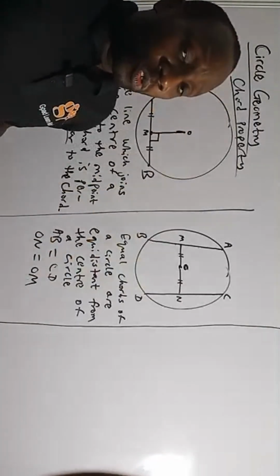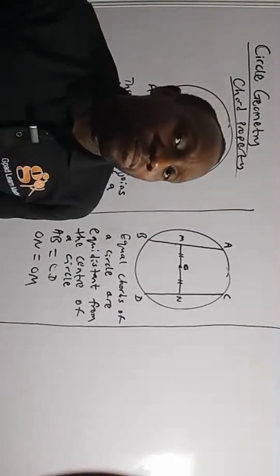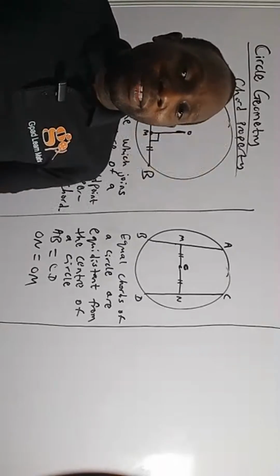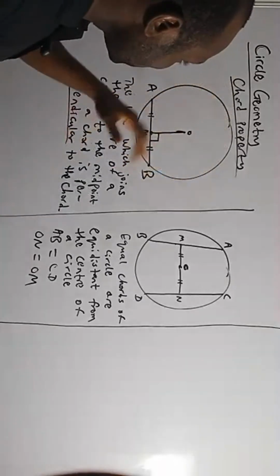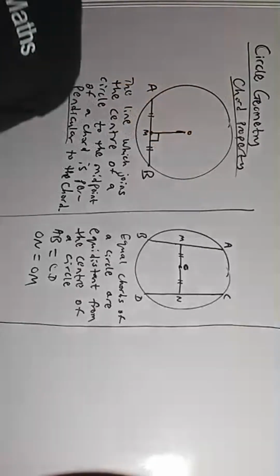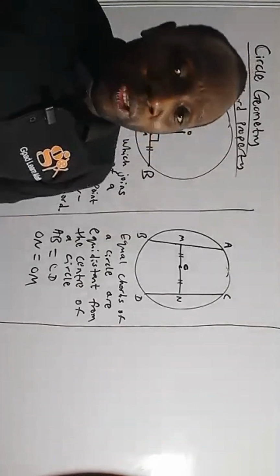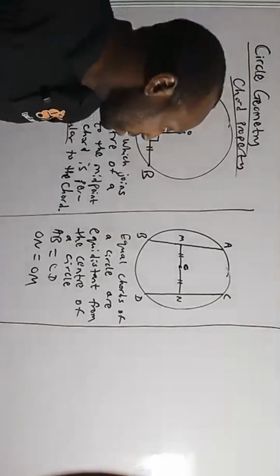We're now going to go to the angle at the center theorem. I'm going to clean this now and start from the angle at the center theorem. Let me take this off, and then, well, before I take this off, I don't know whether there's any question. Do you understand these chord properties?